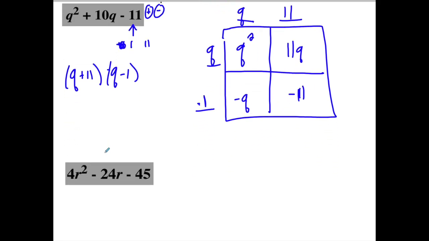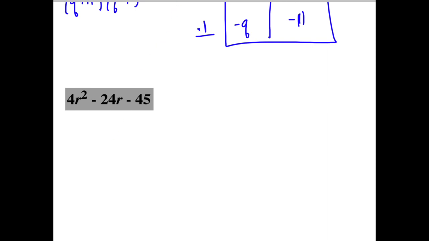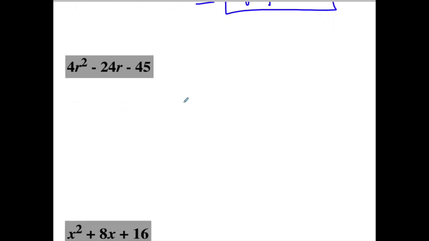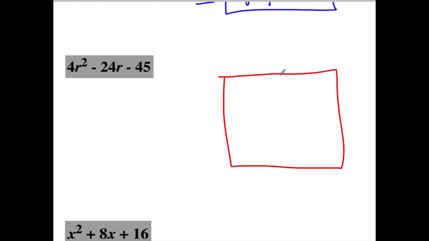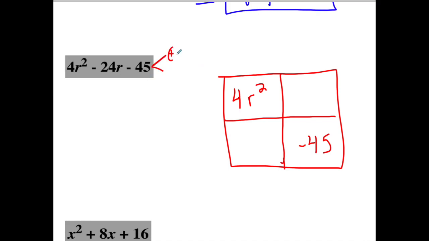Okay, so now I'm going to go down to a little bit trickier one. So this is a scenario where A is more than 1. And Miss C and I both agree that this is more or less guess and check. I'm just going to do a visual guess and check. So I'm going to do 4r squared minus 45. I'm going to put that there. And so now I know that I need a positive and a negative, because that's the only way you can multiply to get a negative.